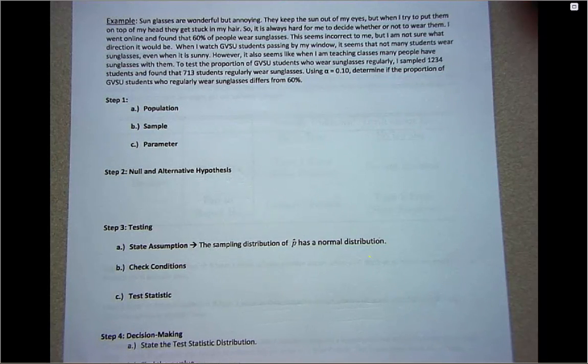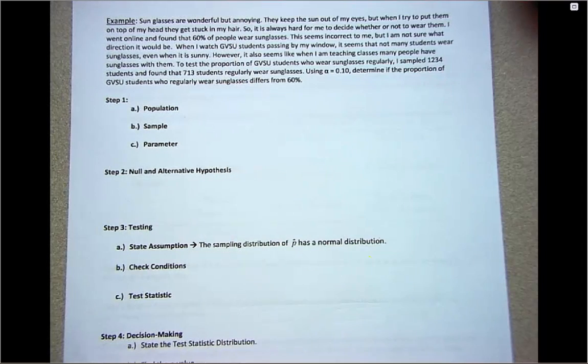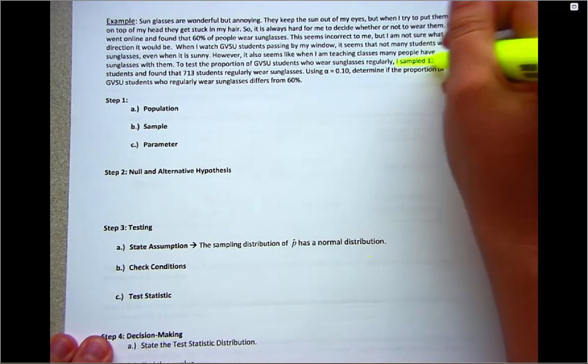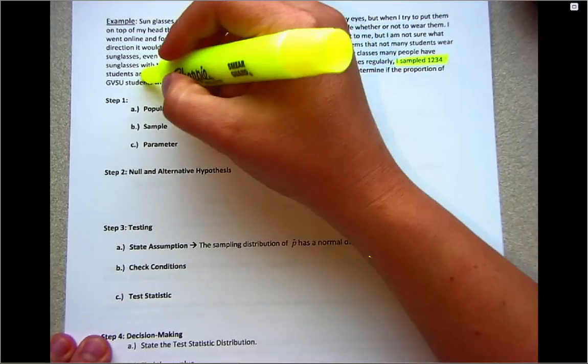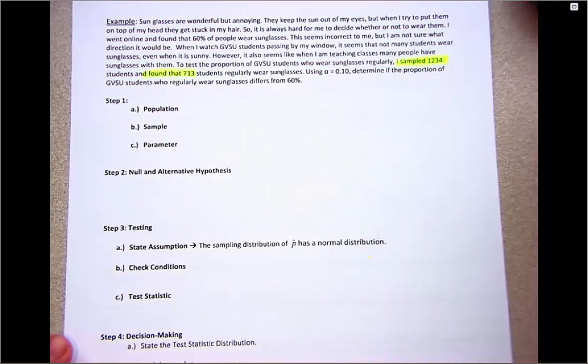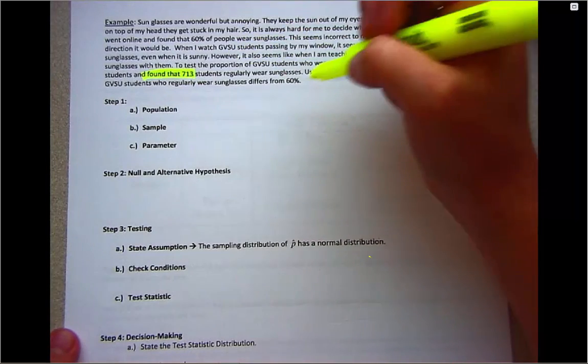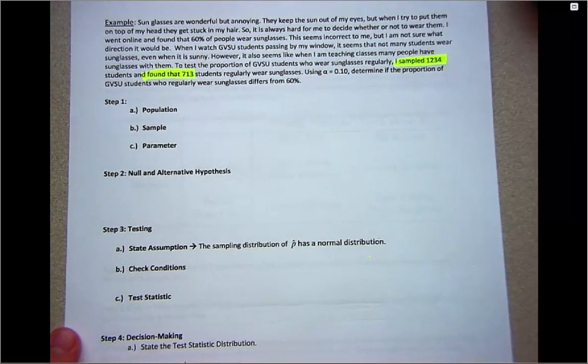This third example that we're looking at isn't going to have a direction connected to it, so it's a differs from problem. So when we look at this, we're going to start with highlighting the things that are important to us. So that includes how many people were sampled and how many successes we have. So we have 713 students who regularly wear sunglasses.